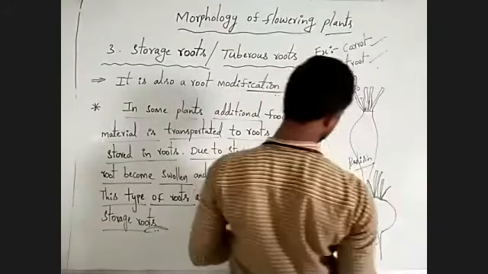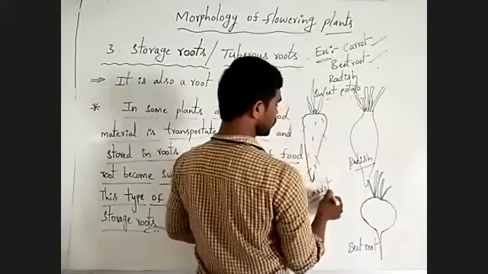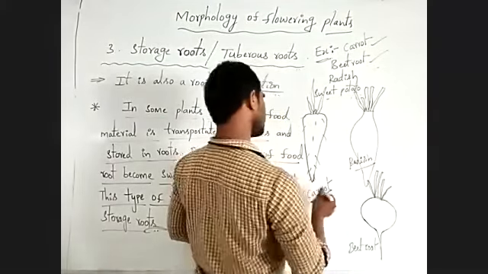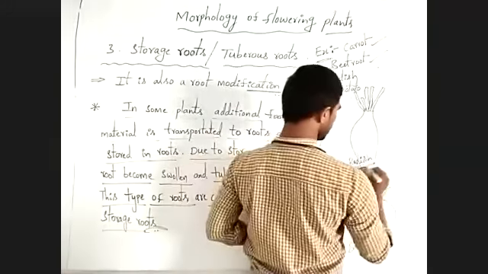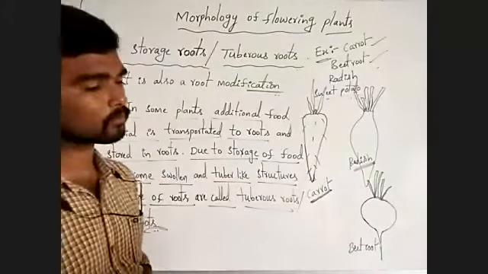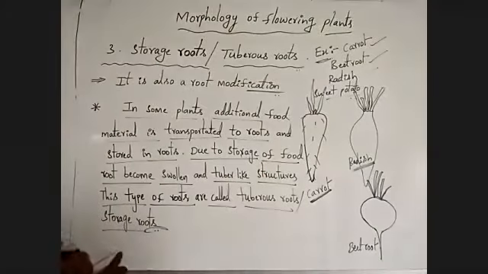Observe carefully. Cone-shaped tuber of the carrot. Spindle-shaped tuber of the radish. Observe carefully, different types of shapes of the tuber.